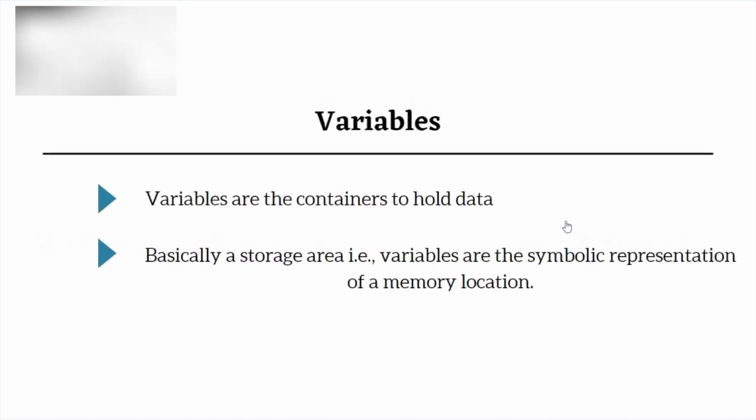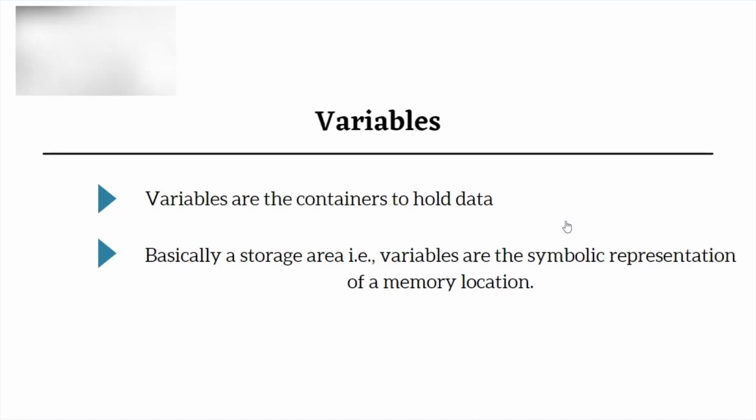So, what are variables? Variables are the containers to hold data. So basically a storage area, that is, variables are the symbolic representation of a memory location. In the last lecture, we saw that the user entered an ATM pin. It is visible on the screen, but it has to be stored. There come variables. Variables are the containers to store that data.